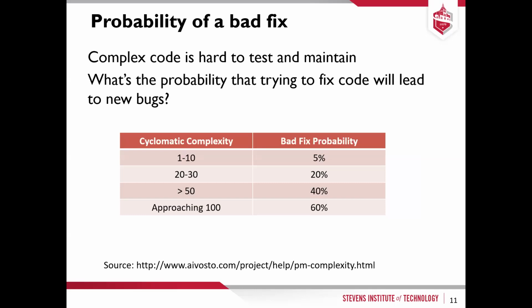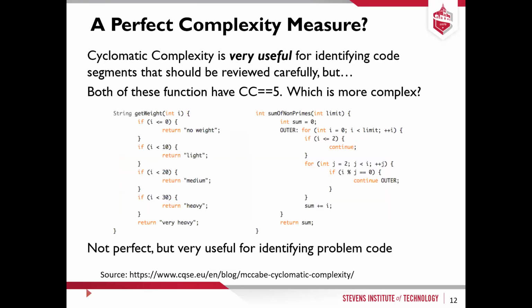More than 50 would increase the bad fix probability to 40%. And if I'm reaching 100, 60% of the bugs in the system are not going to be fixed at all.